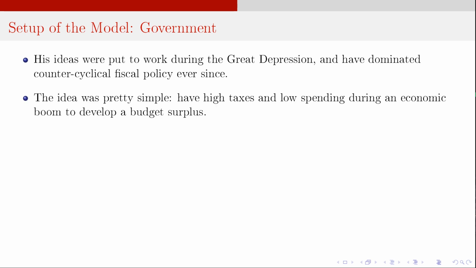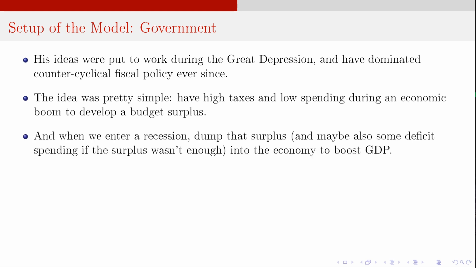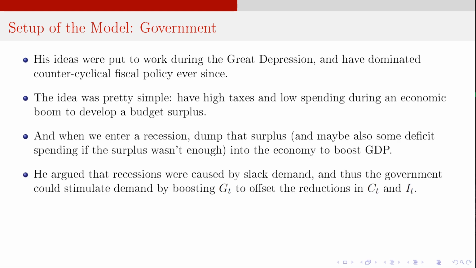His idea was simple, yet sadly, consistently misinterpreted and misunderstood. Really all he said was you want to have high taxes and low spending during an economic boom and develop a budget surplus within the government. And then when we enter a recession, you dump that surplus and then maybe take on some additional deficit spending, if the surplus wasn't enough, into the economy in order to boost gross domestic product.